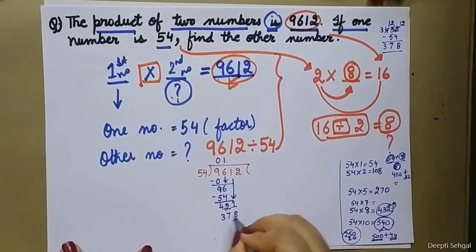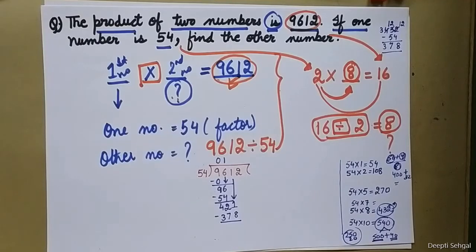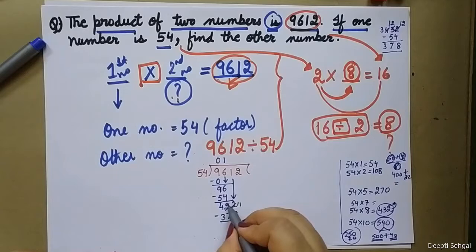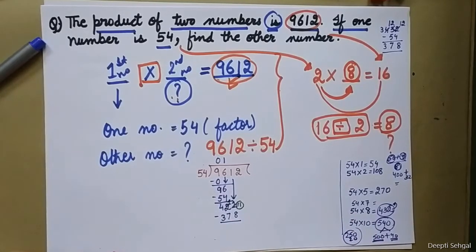So I am writing here 378 minus this. Now 1 minus 8 is not possible. So we will borrow. This will become 11, and this will become 1. 11 minus 8.